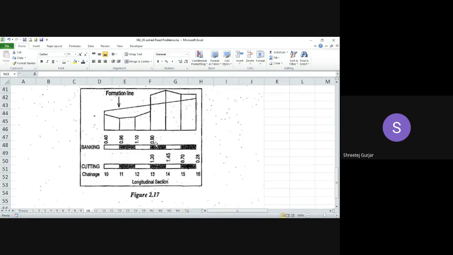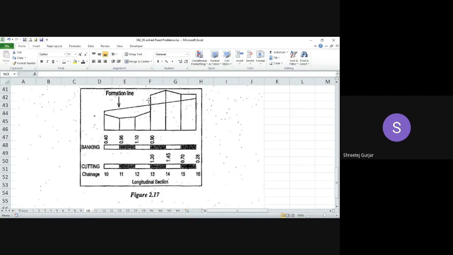So it is 1.3. You can observe this is lower and this is higher. So this is 0.9, and this is 1.3. So this is our vertical drop. This is our formation line, which has a uniform gradient, right? And then this is our ground level. So it is banking in this part, and this part is coming under cutting. So this is how a vertical drop appears in your question.